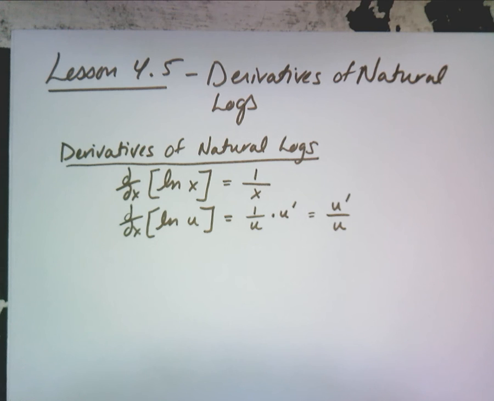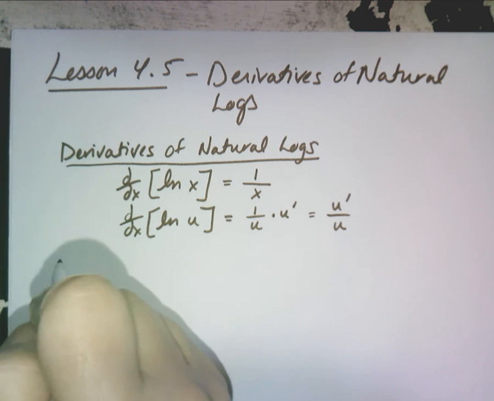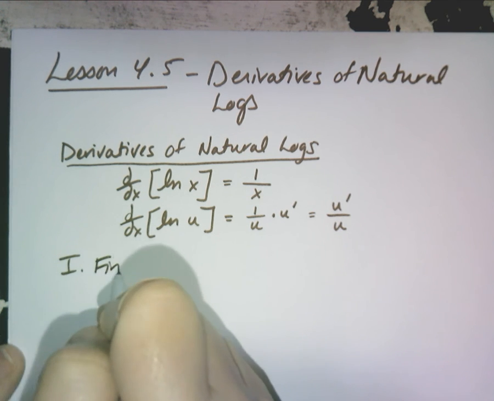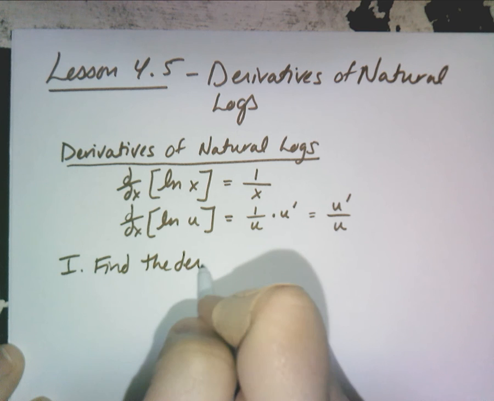Okay. So this is all you have to remember. If you're taking the derivative of an ln, whatever comes after it, you just write 1 over it and then multiply by its derivative underneath. Okay, so let's do a few examples. Find the derivative.